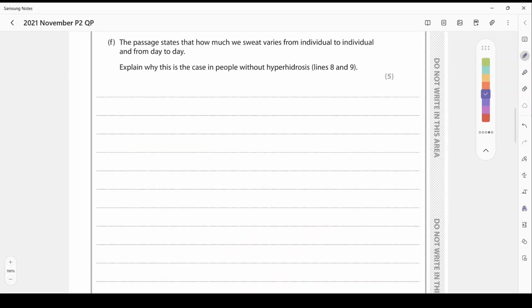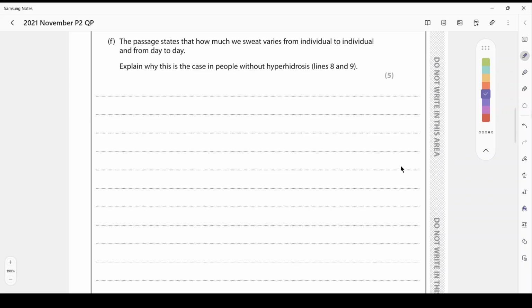Okay, let's move on to part F. The passage states that how much we sweat varies from individual to individual and from day to day. Explain why this is the case in people without hyperhidrosis. So the reason why we sweat is to cool down our body, and one of the reasons our body temperature increases in the first place is because of the exercise, or the amount of activity, that we're doing.